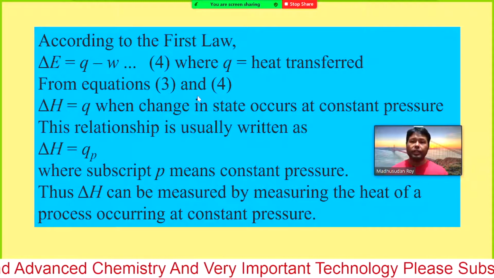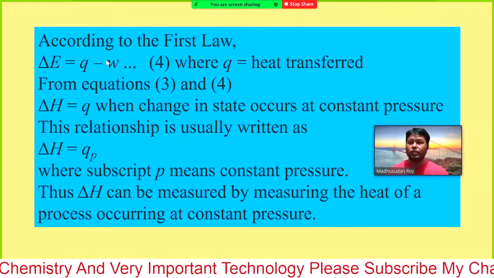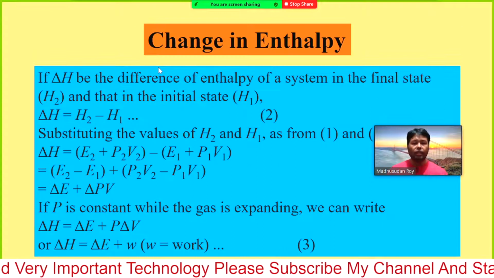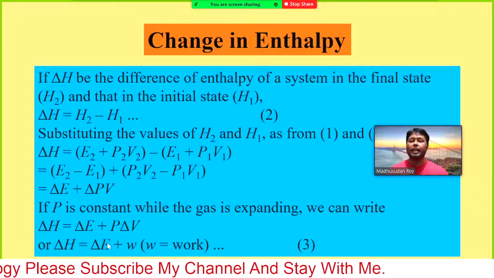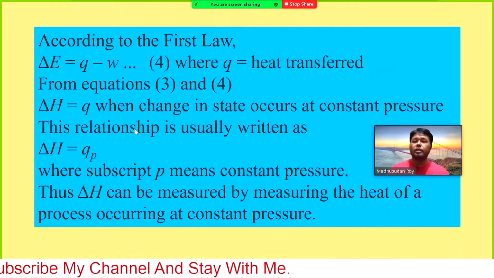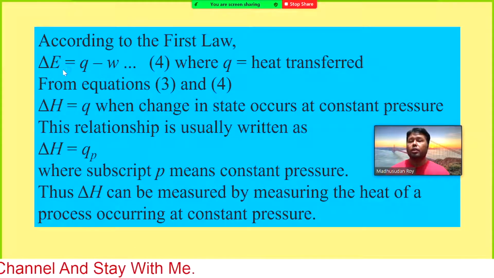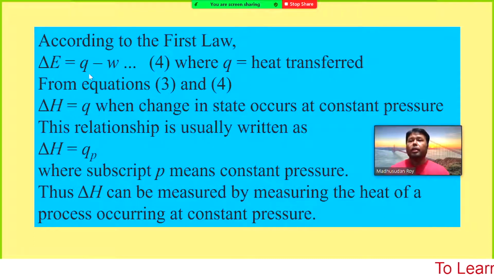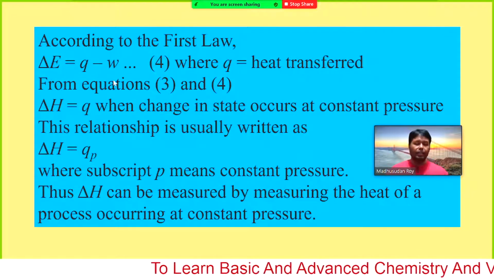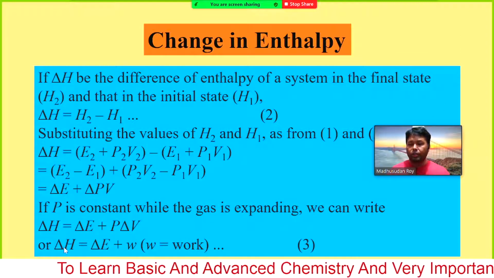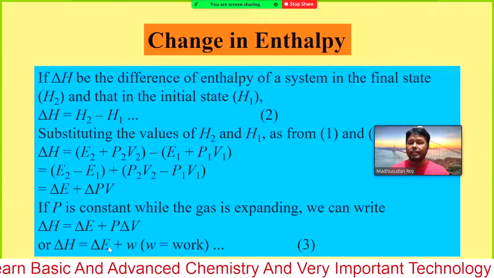So from equation 3 and 4, this is equation number 4, and the previous one is equation number 3. So we want to write delta E in terms of Q minus W, equal to delta E. If we equate delta E to Q minus W, you can write here delta H equal to Q minus W plus W.